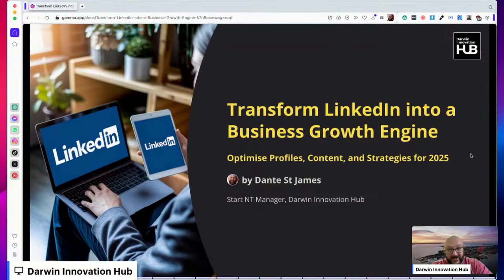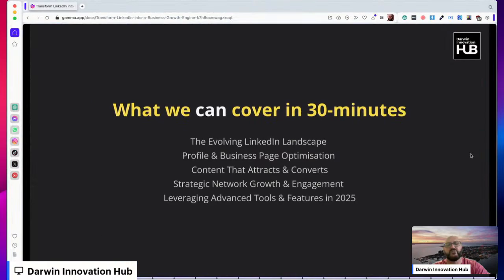But what if you are a business already who is looking at LinkedIn as a place to do business? So tonight we're going to go very quickly about optimizing profiles, looking at content and a few strategies for 2025 without going into too much real depth, because what we can cover in 30 minutes is around the evolving LinkedIn landscape, how it's changed a lot lately. We're looking at a little bit of profile and business page optimization, a bit of network growth and content that attracts and converts, but not, again, too deeply. I'm also looking at some of the advanced tools and features that are around in 2025 for LinkedIn.